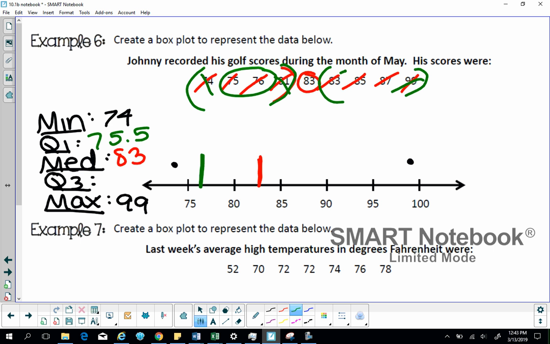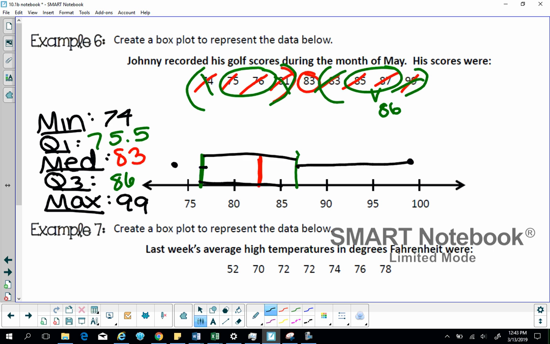Then I do the same thing here. What's between 85 and 87? 86. So that's your Q3 right there. So then you just draw your box, and then you draw your whiskers.